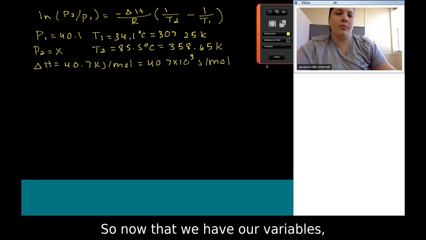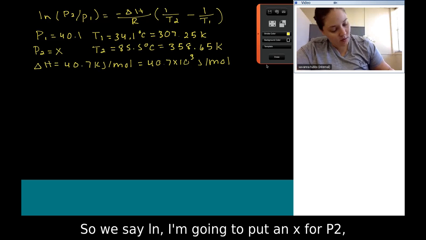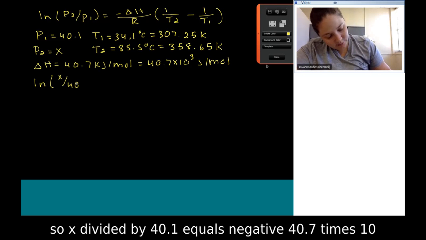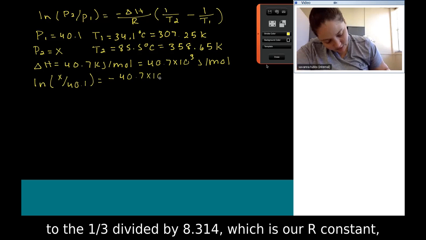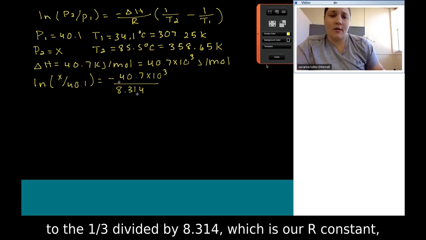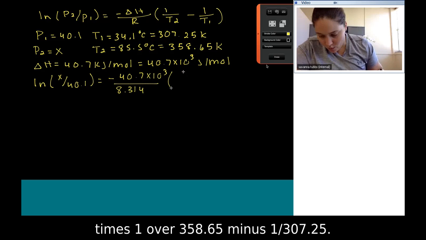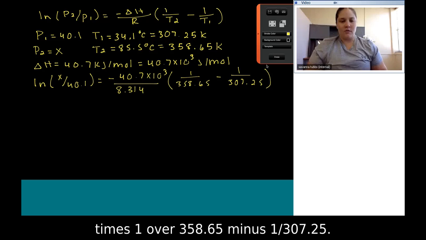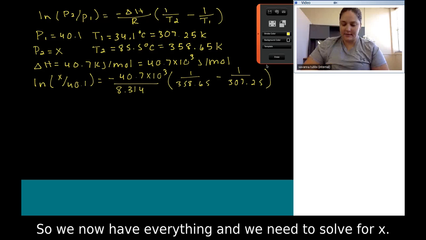So now that we have our variables, we can start to plug it into our equation. We say ln, I'm going to put an x for P2, so x divided by 40.1 equals negative 40.7 times 10 to the third divided by 8.314, which is our R constant, times 1 over 358.65 minus 1 over 307.25. So we now have everything and we need to solve for X.